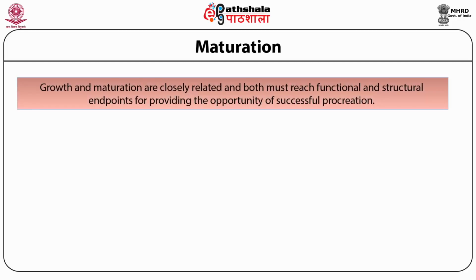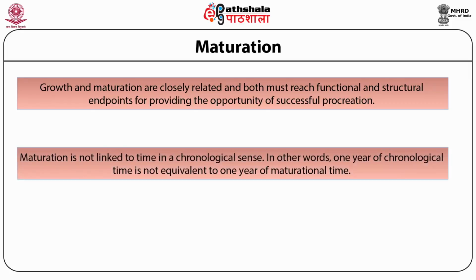Thus, growth and maturation are closely related, and both must reach functional and structural endpoints for providing the opportunity of successful procreation. Maturation is not linked to time in a chronological sense. In other words, 1 year of chronological time is not equivalent to 1 year of maturational time. Although each individual has passed through the same chronological time span, that does not mean that they would have the same rates of maturation.